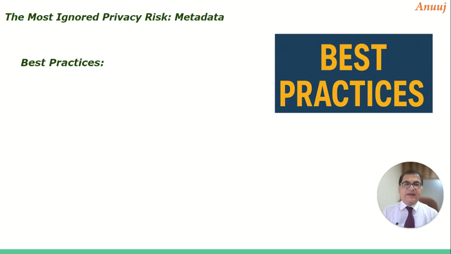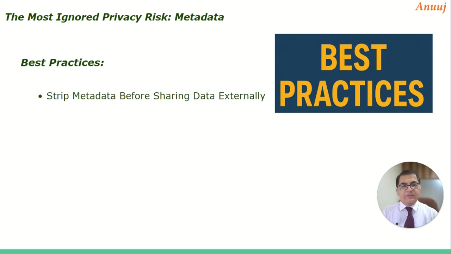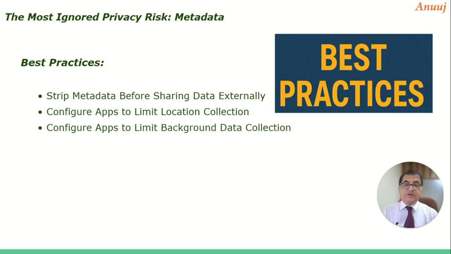What are the best practices in handling metadata? Strike the metadata before you are sharing the data externally. Do it. If you think you don't want metadata to go out, avoid it if there is a regulation that says metadata is important. Configure applications to collect limited information about the location or about the background from where the data is being captured. Now, these are good privacy practices. Why they are good privacy practices? You are collecting location, you are collecting background information without informing, without a consent. And what if the breach happens?